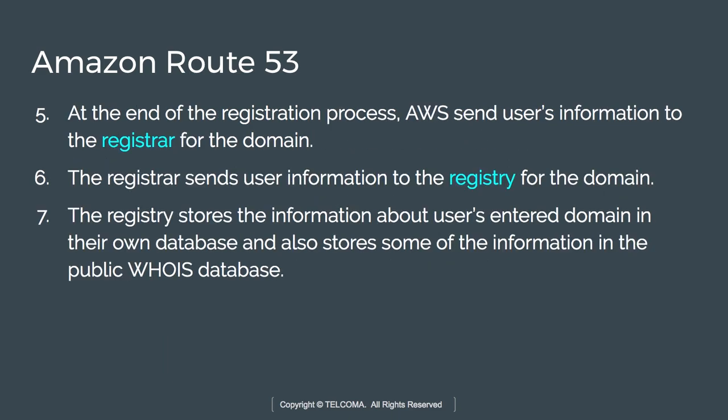At the end of the registration process, AWS sends the user information to the registrar for the domain. After that, the registrar sends the user information to the registry. The registry stores the information the user has entered. The domain registrar is either Amazon Registrar, Inc. or any associated registrar. A registry, as we know, is a company that sells domain registrations for one or more TLDs, like .com.